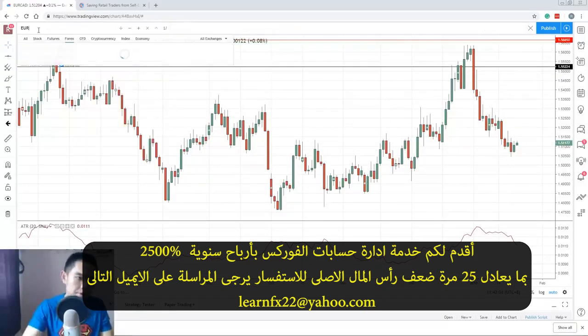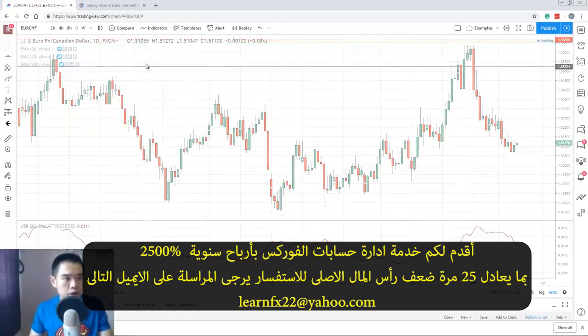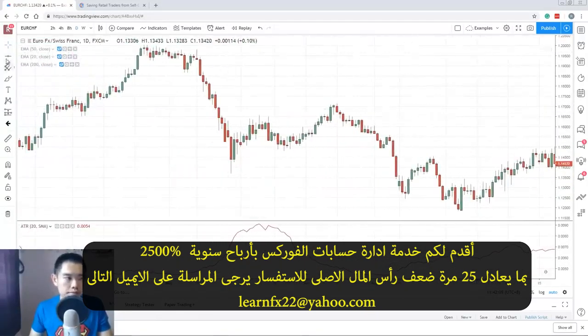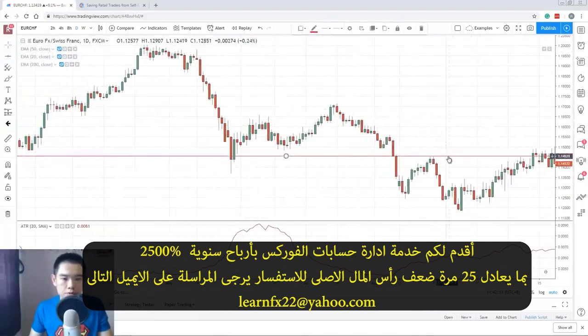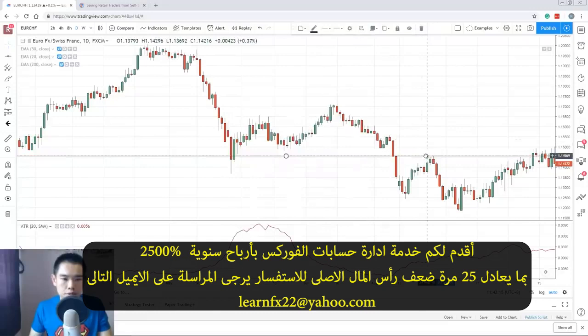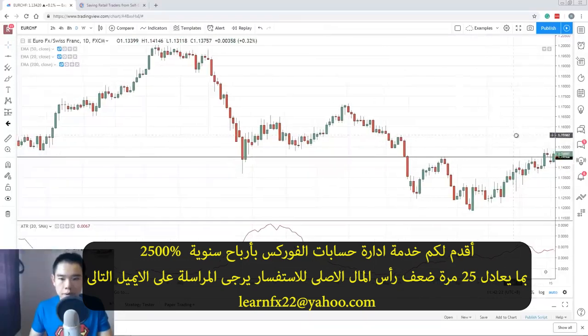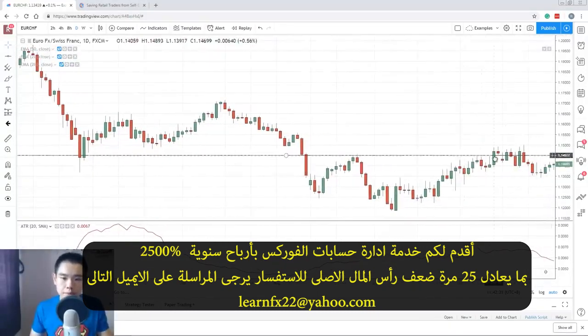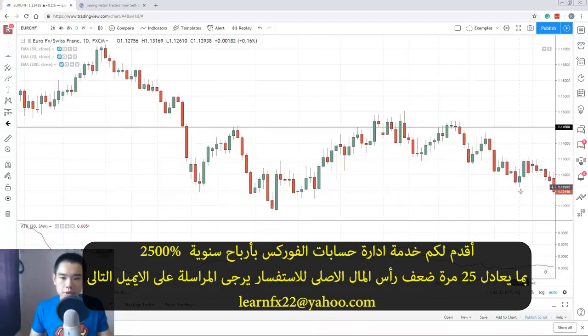Okay, another example, shall we? Euro Swiss franc. In this case, let's say this one over here is again previous support turned resistance, and you want to short it because price is at previous support turned resistance, and maybe you look at this chart and it looks like a bearish engulfing pattern. Price might reverse lower, so you go short. Again, you can see that price dips up higher and then continues lower.